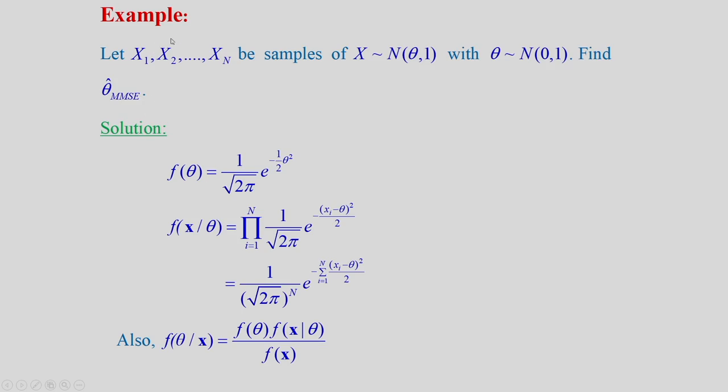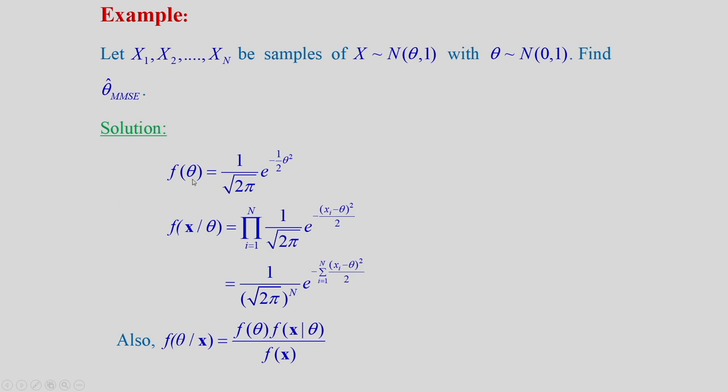Let us consider one example. Let x1, x2, up to xn be samples of a normal distribution. X is normally distributed with mean theta and variance 1. And theta is also a random quantity with distribution normal(0, 1). That is the PDF of theta. Find theta hat MMSE.